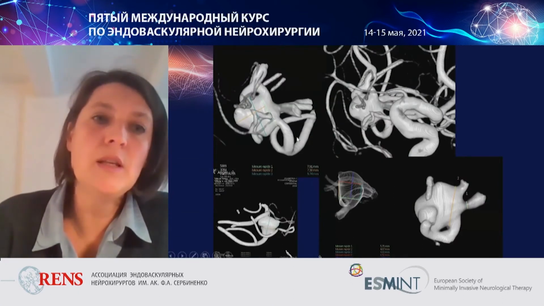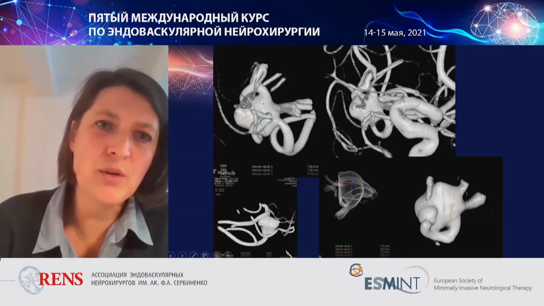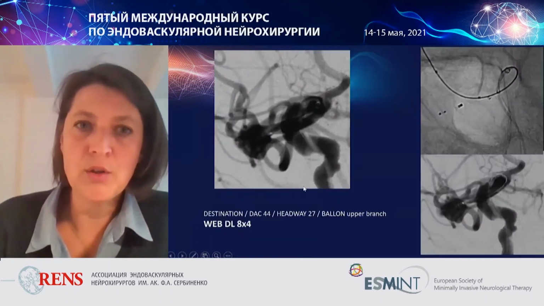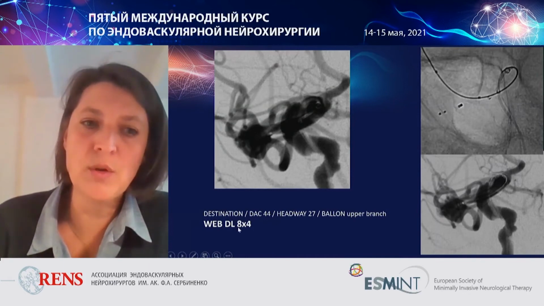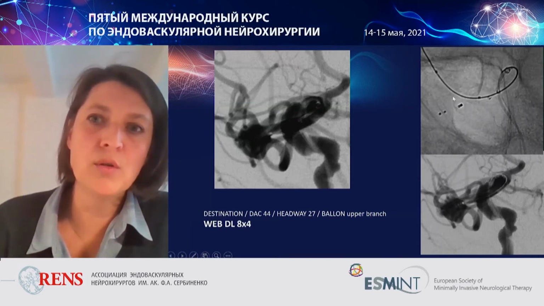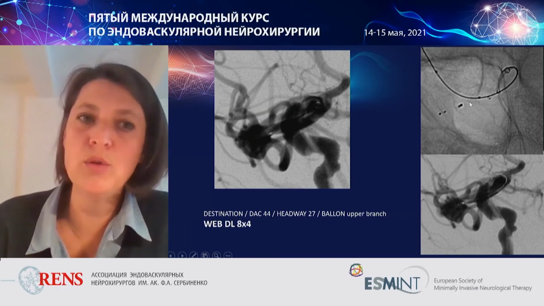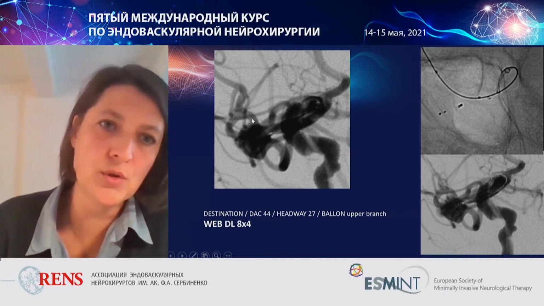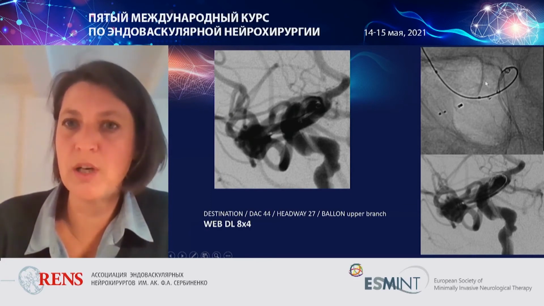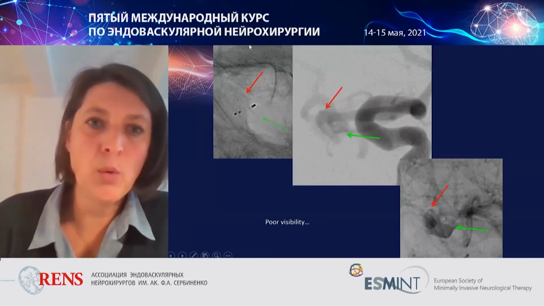As you can see, this is a complex shape aneurysm with a very large neck. Difficult to understand on a 2D, but we put a device, an 8x4 dual layer, and to avoid displacement, we put a balloon in the upper branch because we couldn't control the branch very nicely on the projection. Everything went well.